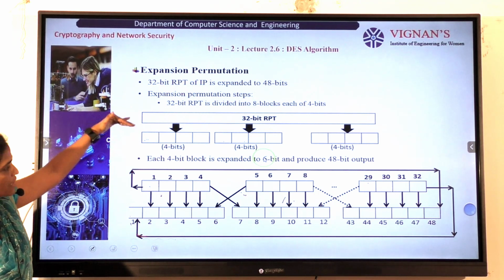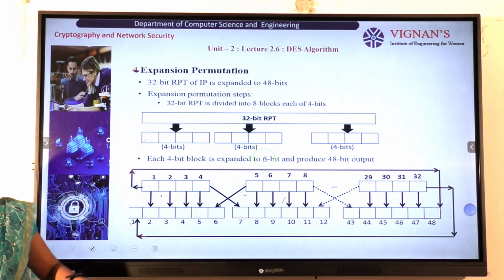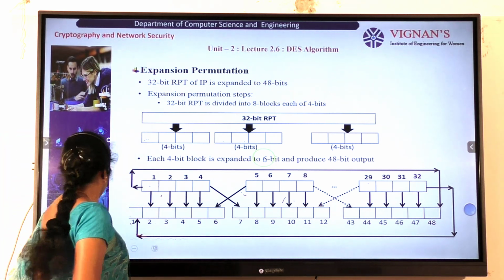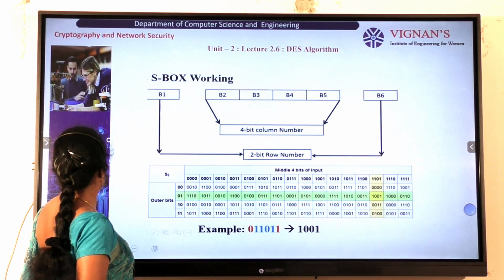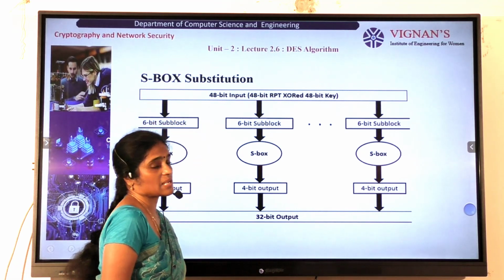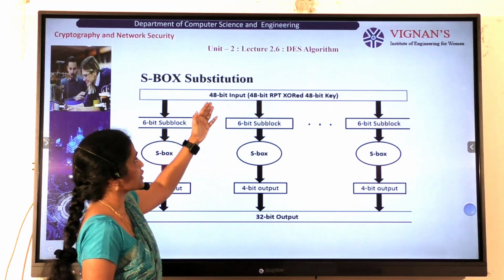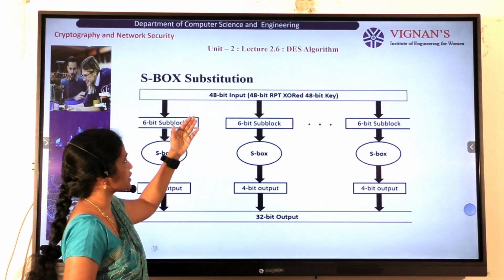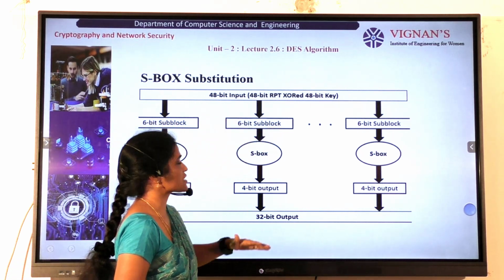So in the expansion permutation, like this, the 32-bit RPT text is converted into 48-bit data. Next, after expansion permutation, comes the S-box substitution. In S-box substitution, we take the 48-bit data. This 48-bit data is again divided into 6-bit blocks of subdata.